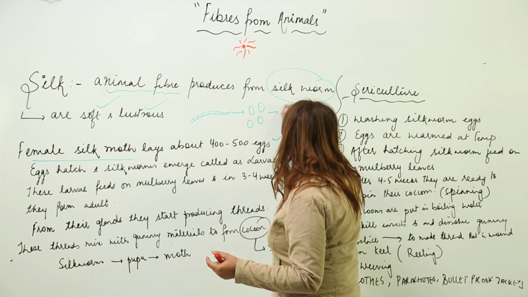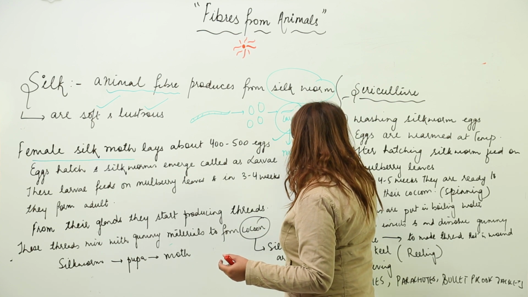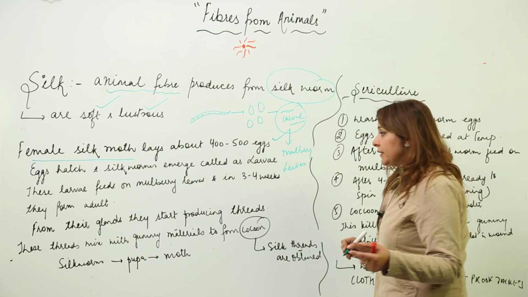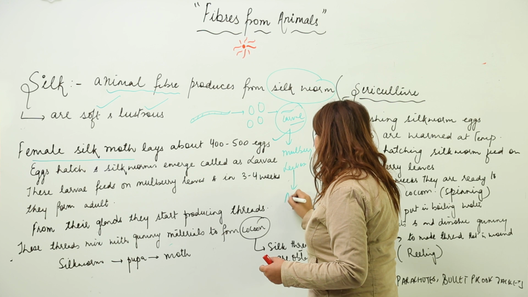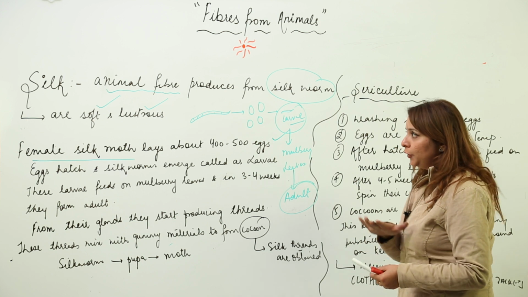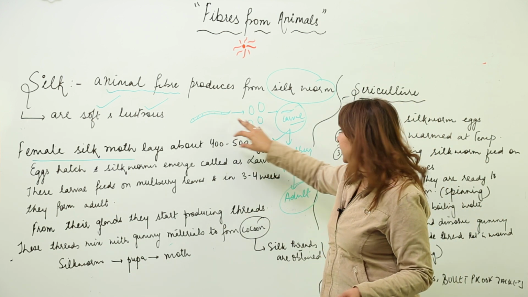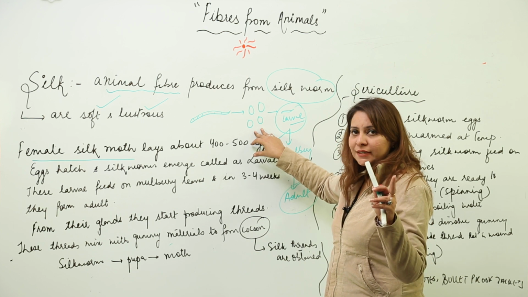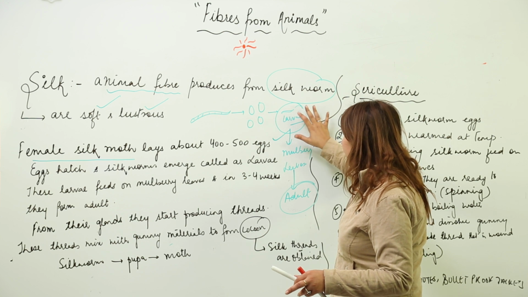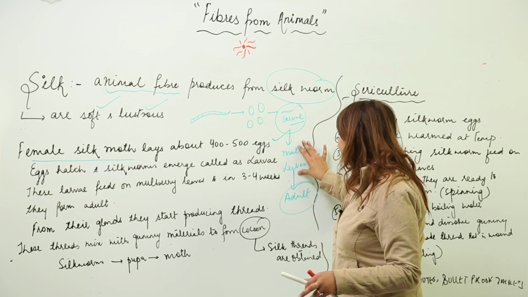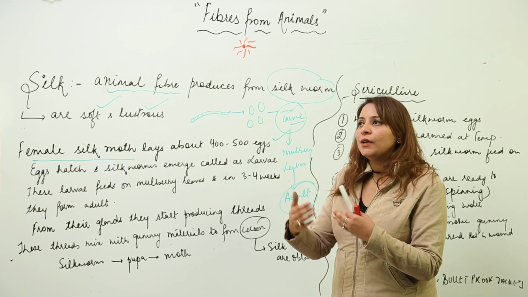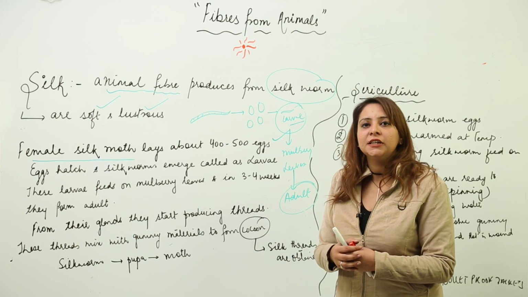The larva is fed on mulberry leaves for 4 to 5 weeks, and then it forms an adult silk moth. So I think you got the life cycle: the female silk moth lays 400 to 500 eggs at one time, and after hatching a larva appears. The larva is fed on mulberry leaves for 4 to 5 weeks, then it undergoes transformation through various developmental stages, and finally forms an adult.